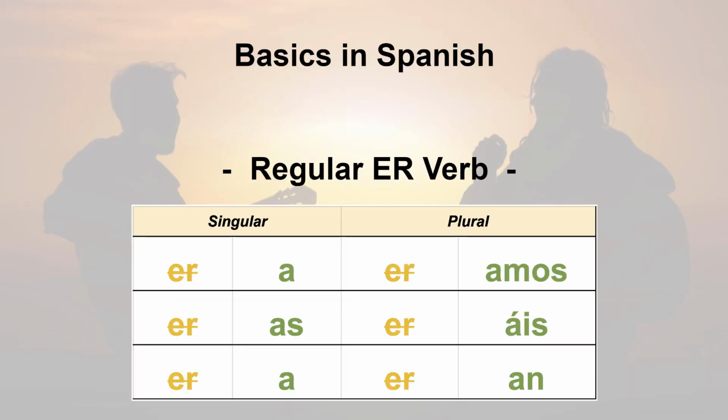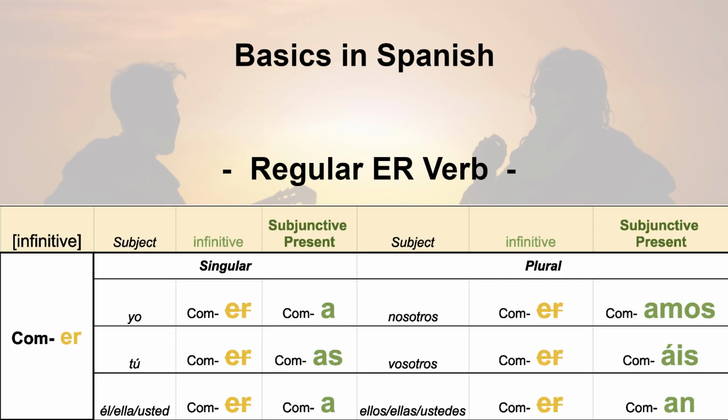A typical regular ER verb for the subjunctive present will be conjugated this way after removing the last part of the verb, ER: a, as, a, amos, áis, an. So for example, the regular ER verb comer, to eat, will be yo coma, tú comas, él coma, nosotros comamos, vosotros comáis, ellos coman.